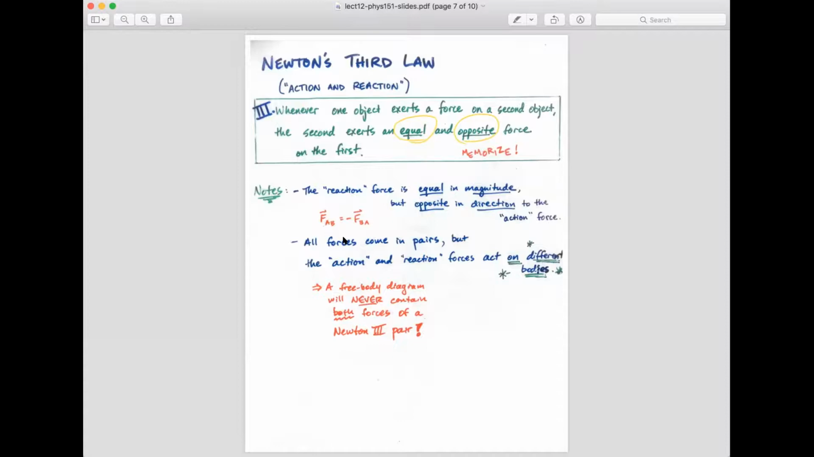So whenever object A exerts a force on object B, then object B exerts an equal and opposite force back on object A. Let me be a little more explicit here. Equal refers to the magnitude or strength. Both of those forces have to have exactly the same magnitude, and opposite refers to the direction. Those are the two ingredients of any force vector, magnitude and direction.